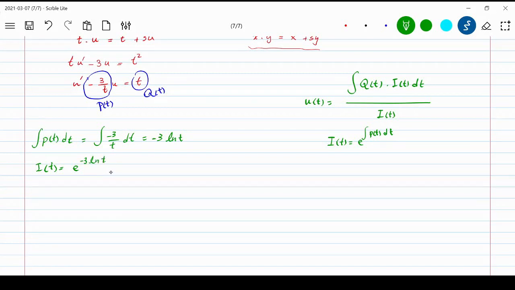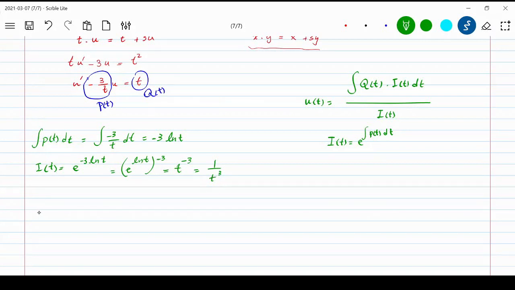So how do you simplify this? You can write it as e to the power ln t, the whole thing to the power negative 3. It has the same meaning because you multiply the exponents. So what is inside? e to the power ln t would be simply t. You have t to the negative 3, and that is the same as 1 over t cubed. So we found the integrating factor, which is 1 over t cubed.